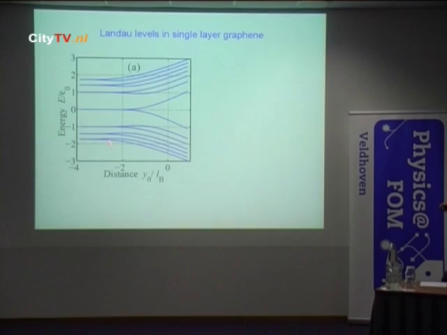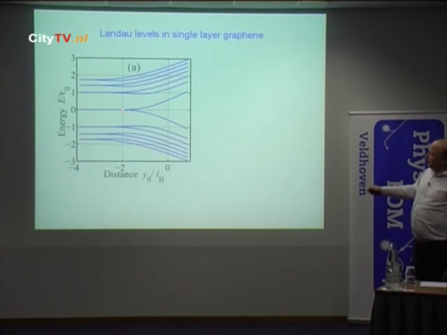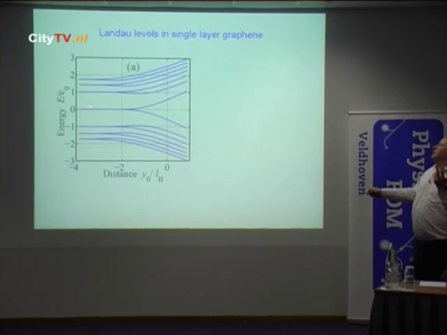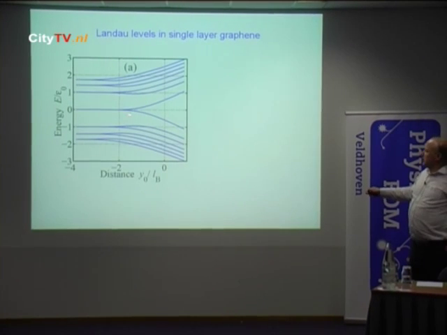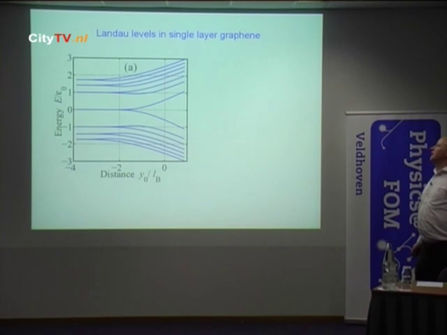If you look at it again, now if you go towards the edge, you see that the zero Landau level is actually made up of two Landau levels, because one of them goes up. This is the electron part, and the other one goes down. That is the hole part.